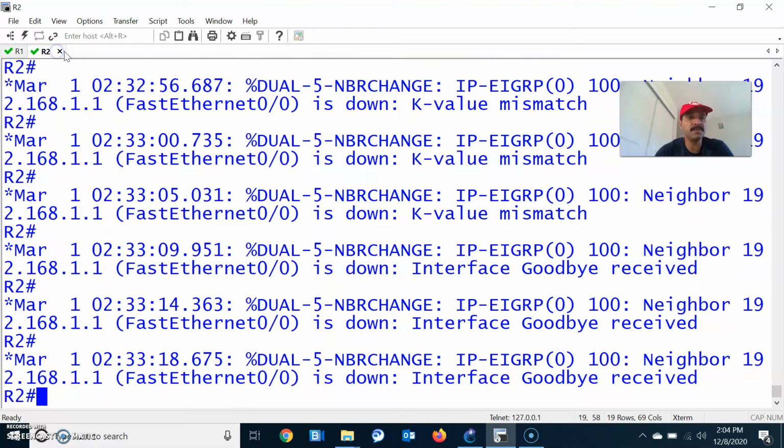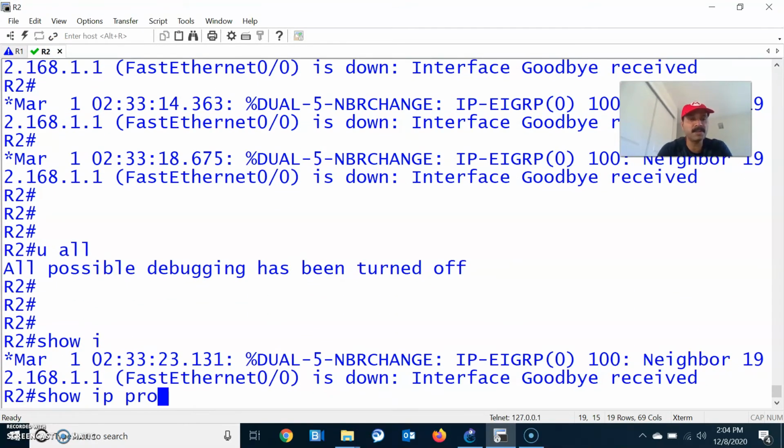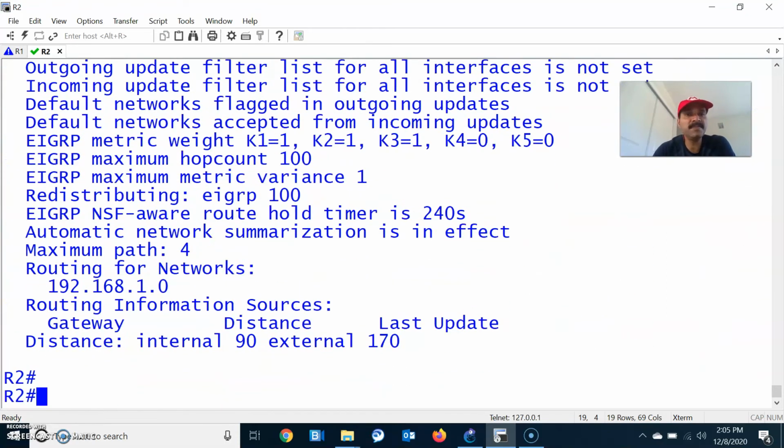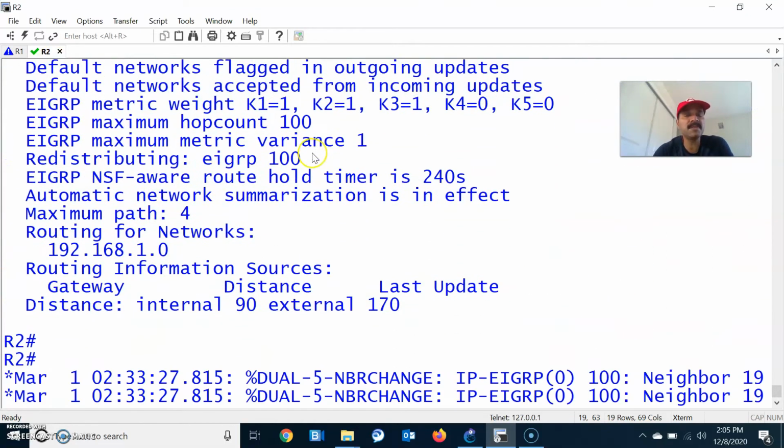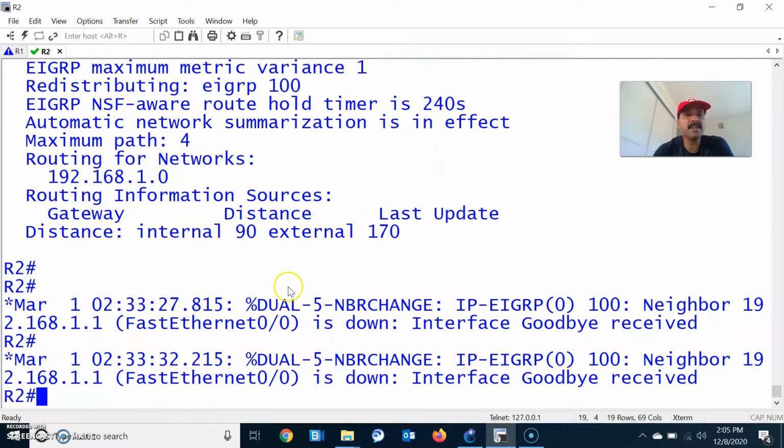So check for R2. Similarly, do your debug, show IP protocols. So here, see here, everything is on. Bandwidth is on, load is on, and delay is on. That is the reason we are seeing the invalid K-value mismatch. So if there is a K-value mismatch, R1 will not form a neighbor relationship with R2.